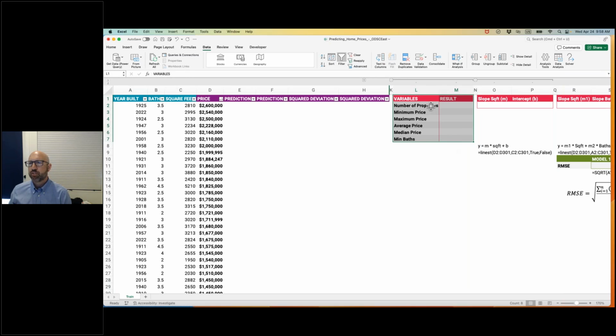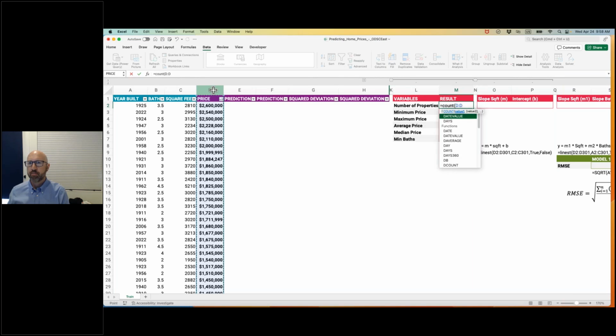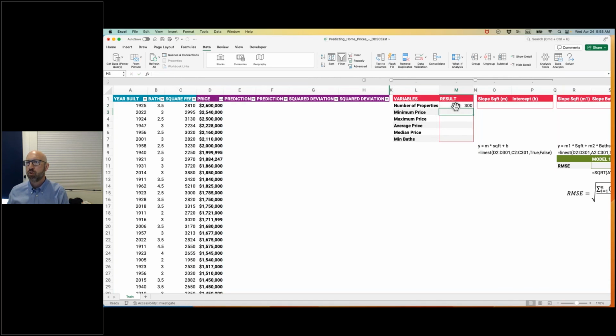And some of the questions I might have is how many properties I have in my data set. So for this, I can use something like the count function. So I type in count, parentheses, and I can select, for example, my price column. So that's all of column D. And when I close the parentheses and click enter, this counts only the numerical values. So it doesn't count this price row, it just counts all the numerical values. And it's telling me that I have 300 properties in my data set.